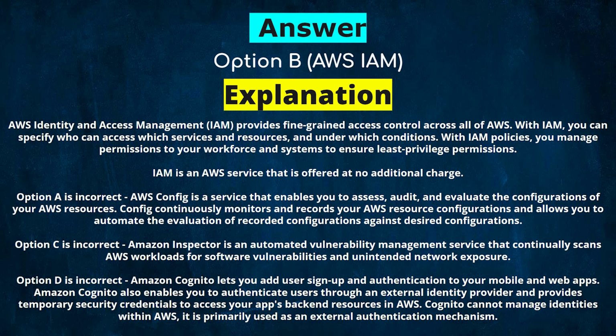Amazon Cognito lets you add user sign-up and authentication to your mobile and web apps. Amazon Cognito also enables you to authenticate users through an external identity provider and provides temporary security credentials to access your app's backend resources in AWS. Cognito cannot manage identities with AWS. It is primarily used as an external authentication mechanism.